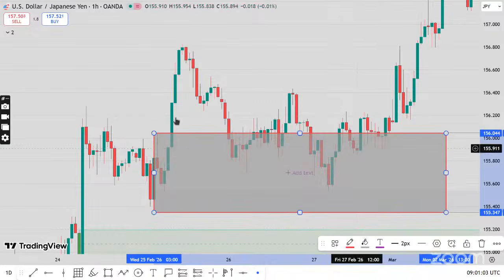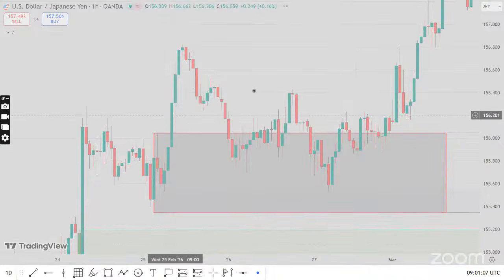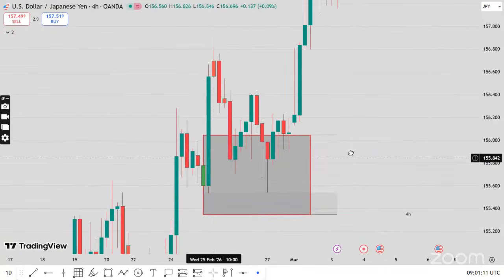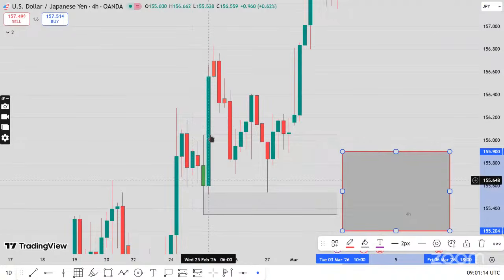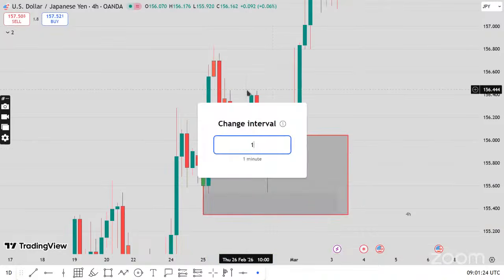Now, if I go to 4-hour, you would notice that this POI is there. Yeah, so this is it. If I take away this hour box, you would see this engulfing. Are you seeing this engulfing? And then are you seeing the candle behind it? So this is a 4-hour POI. Let's go back to our 1 hour time frame.